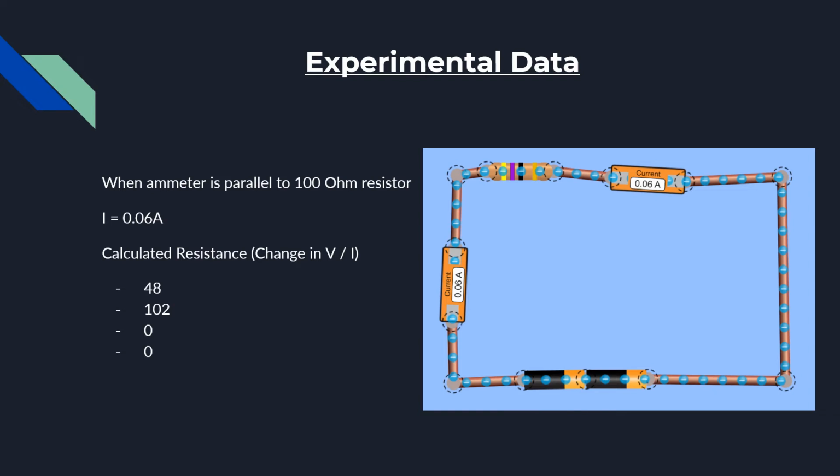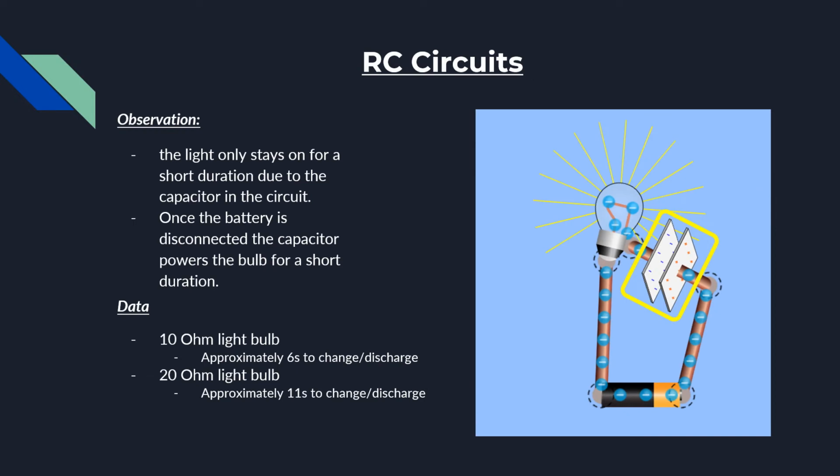Now looking at RC circuits, this one is an RC circuit with one light bulb attached to an ideal battery and capacitor with a wire, producing the result that the light only stays on for a short amount of time. Likewise, removing the battery from the circuit also creates a spark of light for a short amount of time when the capacitor discharges.